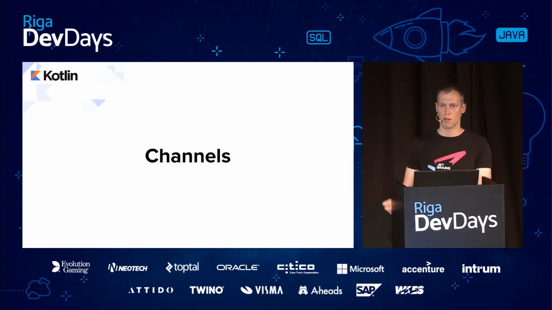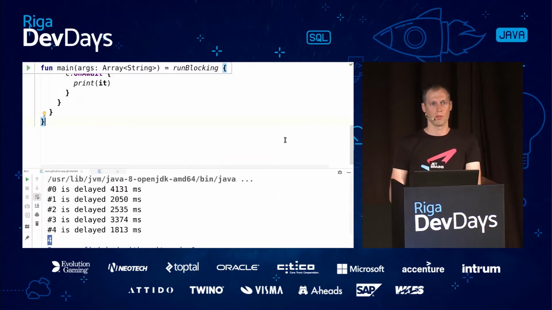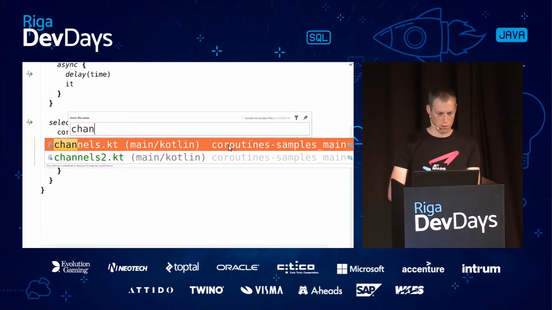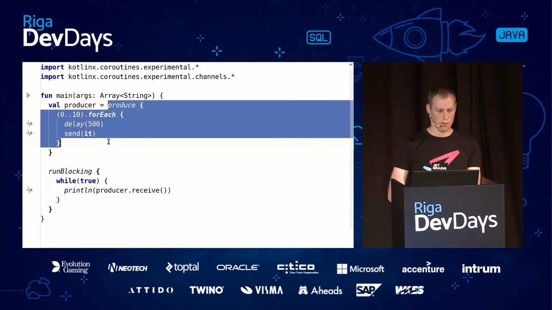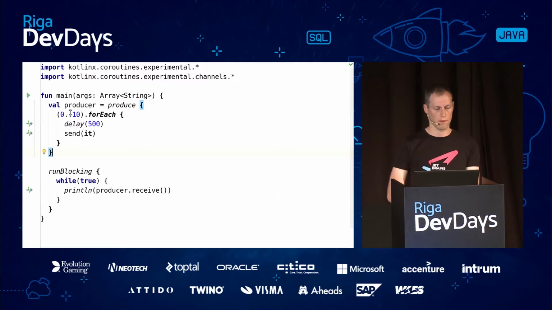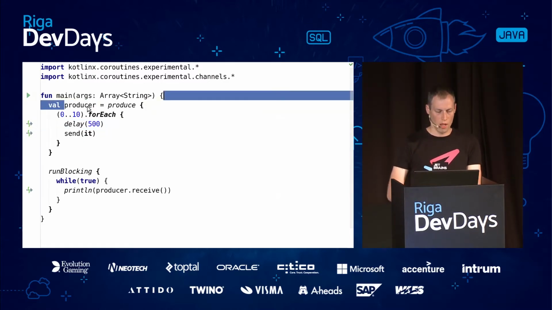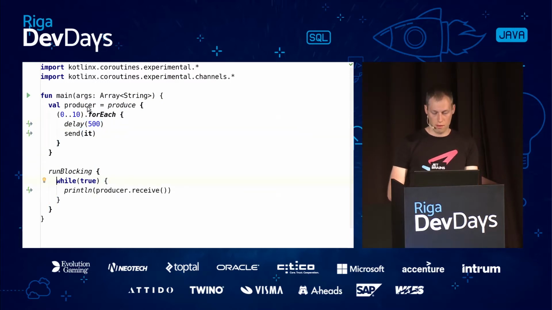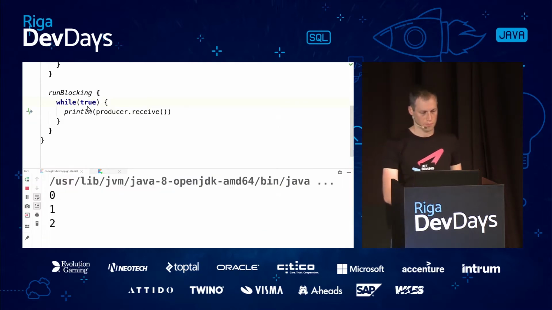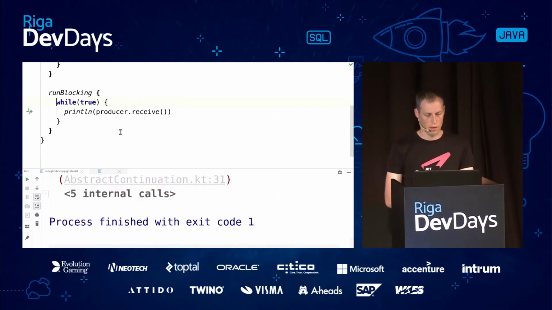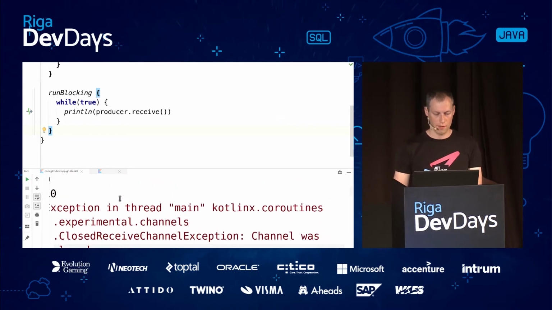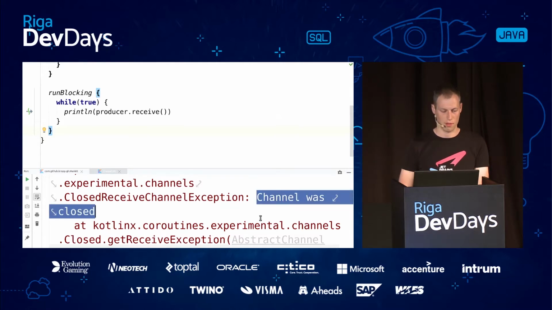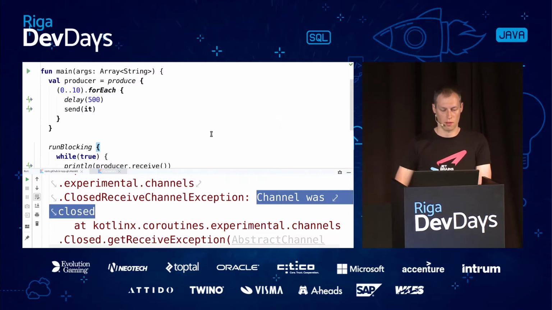Next, we've seen only a single result before, but using the same suspending function, we can implement a channel pattern similar to what we have in other languages. So here I have a producer coroutine that produces numbers from 0 to 10, each after a delay of half a second, and sends them to a channel. And next, in an infinite loop, I consume the result with receive. And each half a second, it prints the next number. Since this is an infinite loop, at the end, it throws an exception that the channel was closed when I want to receive a number that is not there anymore.